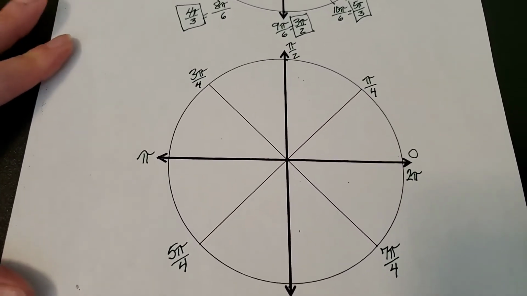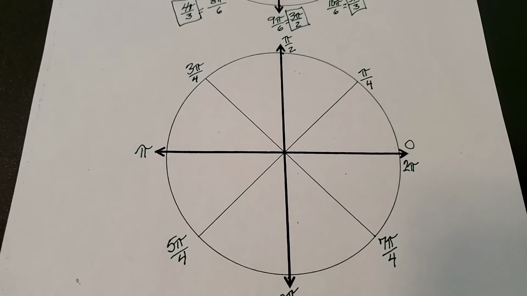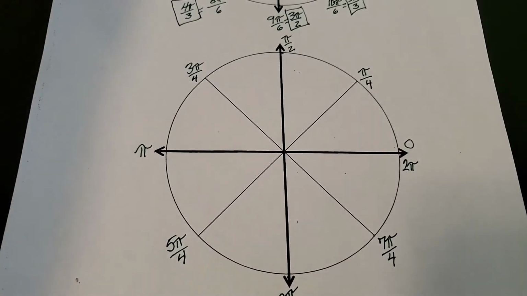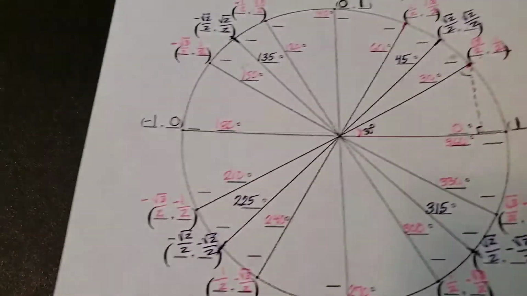Now we have all of our radian markings. So let's go ahead and grab our unit circle and fill those in.